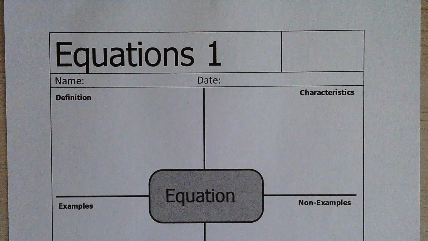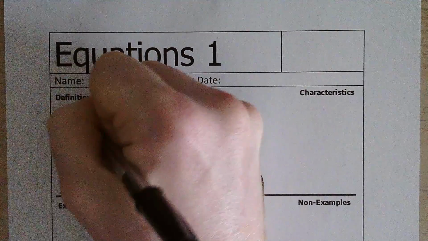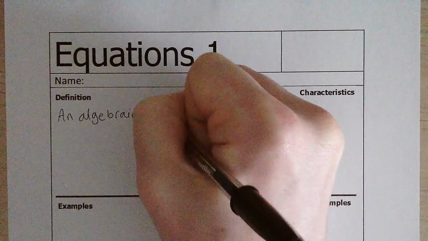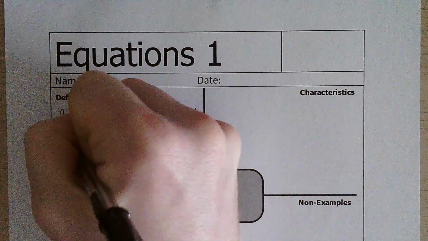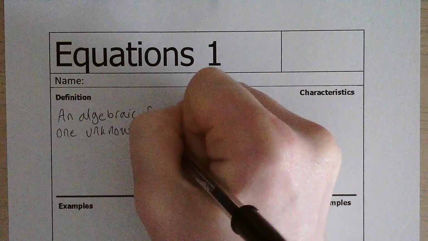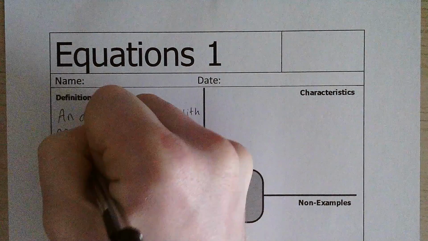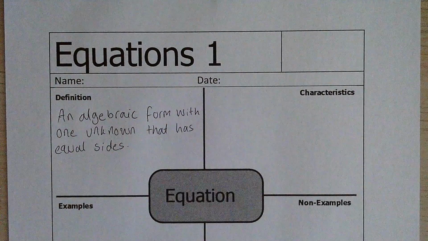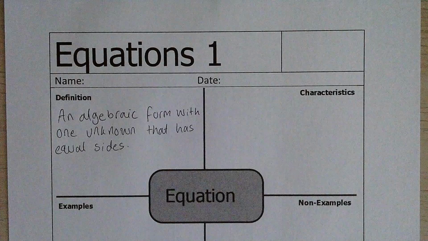The definition of an equation is an algebraic form with one unknown that has equal sides. Once we cover the examples, this should make a bit more sense.